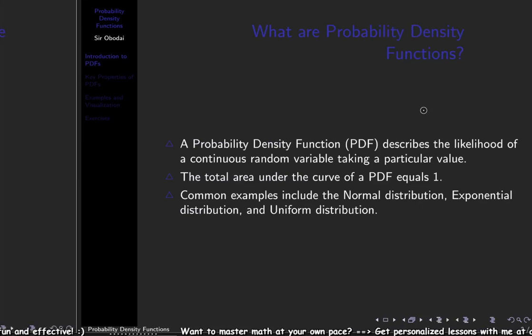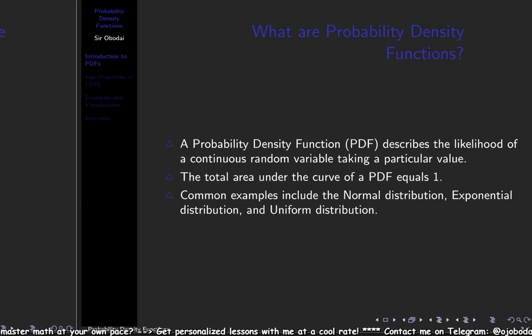So for probability density functions, we said earlier on that they are for continuous random variables or continuous probability distributions. Probability density functions describe the likelihood of a continuous random variable taking a particular value. Now, the total area under the curve of a PDF equals 1.